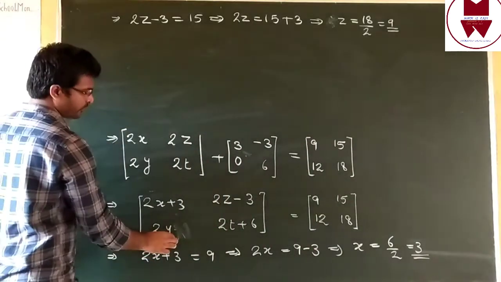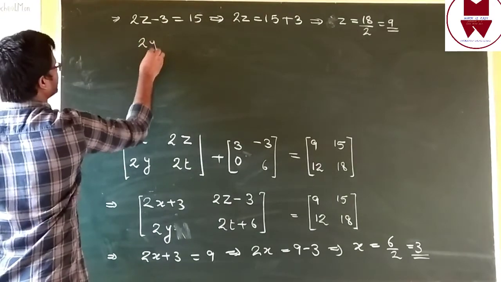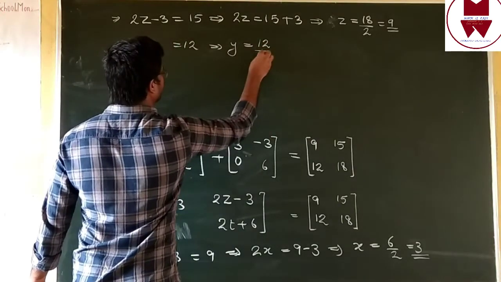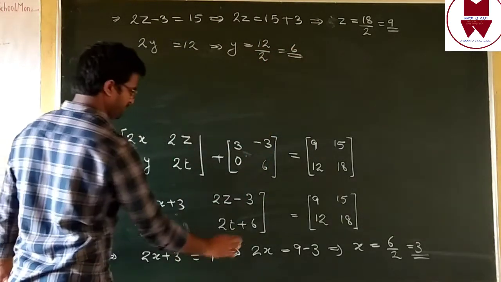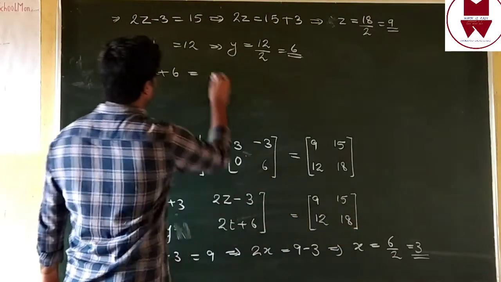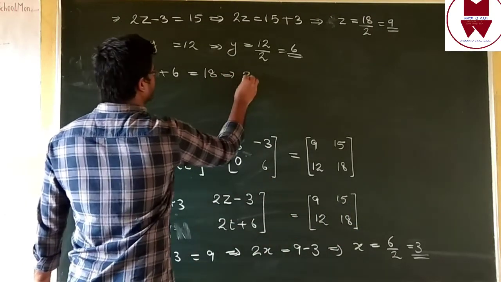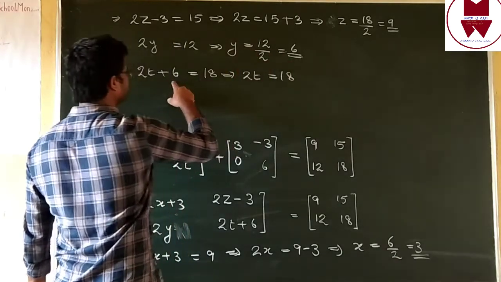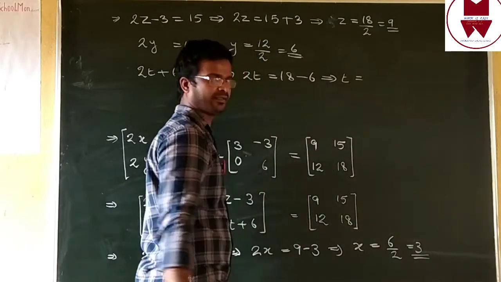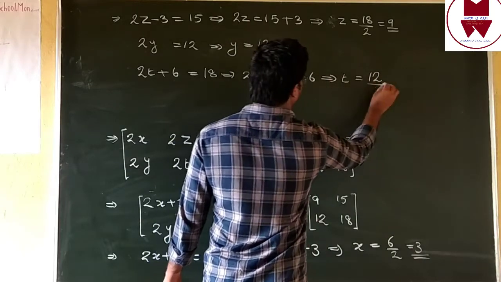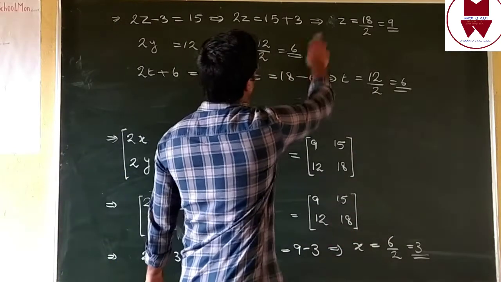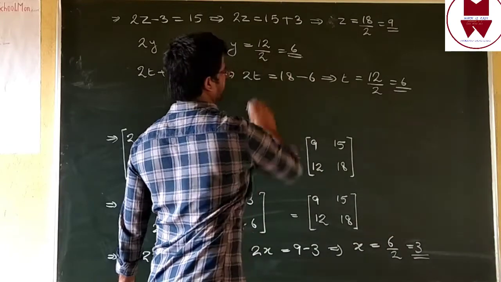Now 2y equal to 12. This 2 bring to right side, that will be divided by 2, equal to 6. Then, fourth element, 2t plus 6 equal to, in here, 18. Then 2t equal to 18, 6 bring to right side, that plus changes to minus. So t equal to 18 minus 6 is 12, divided by 2, equal to 6. Now we got all the answers, x equal to 3, z equal to 9, y equal to 6, t equal to 6.